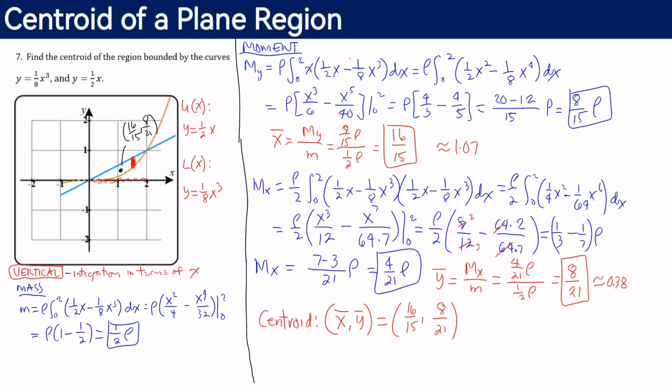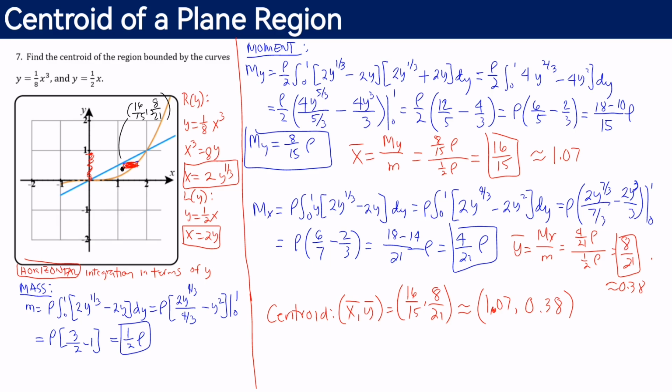Now, problem number 7, I started by looking at it using vertical rectangles. So I draw here a vertical rectangle. So our integration is in terms of x. For the mass, it's linear density times the area. So the area is the upper function U of x minus lower function L of x. So plugging it in here, integrating, I got the mass. I also looked for the moment with respect to y, moment with respect to x. So the centroid is 16 over 15, 8 over 21.